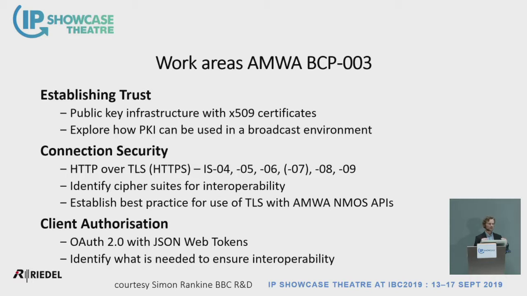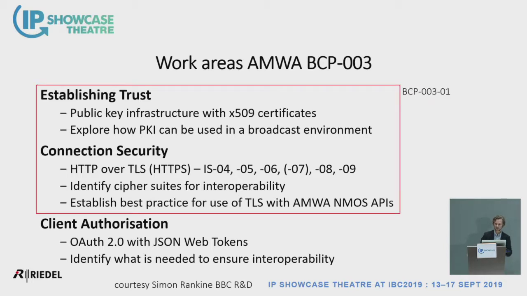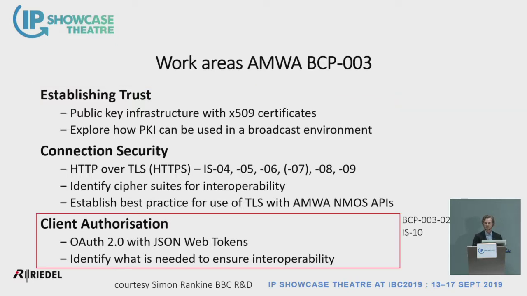So once you have an encrypted stream of control, you can still add a second application layer that the end devices or the registry can check if a command that is coming encrypted is authorized to be processed. The first bit is covered in BCP-003-1, and the second bit is covered in BCP-003-2 and the IS-10 API, which is also work in progress of AMWA.